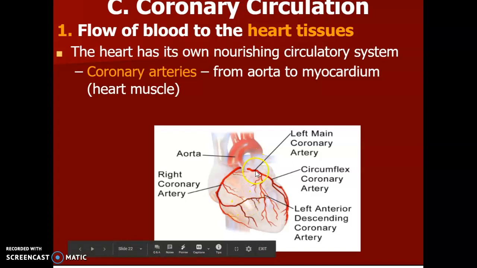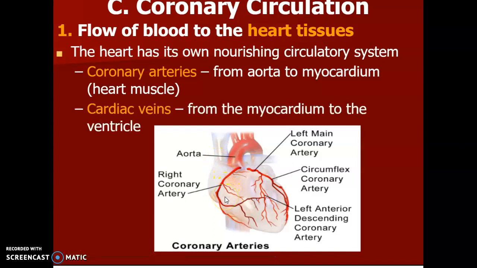And you can see they have names: the left main coronary artery, the right coronary artery, because this is where it's at, the left descending coronary artery, the circumflex. They're all names of arteries that are supplying blood to the heart. And there are also veins in the heart that then will carry blood back and dump it into the vena cava just before it enters the right atrium. And those are cardiac veins, cardiac arteries, or coronary arteries.